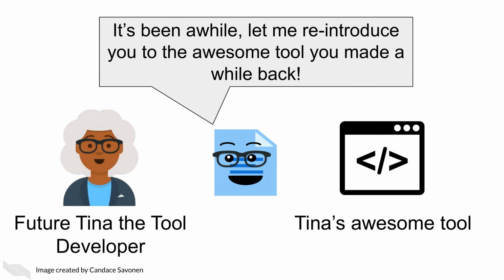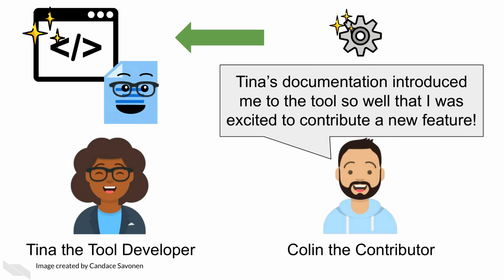Future Tina, the tool developer, now has gray hair and Tina's awesome documentation is between Tina and Tina's awesome tool. The documentation says, "It's been a while. Let me reintroduce you to the awesome tool you made a while back." Colin, the contributor, says, "Tina's documentation introduced me to the tool so well that I was excited to contribute a new feature." The feature is represented as a sparkling couch. Tina is excited to incorporate this new feature to the tool.